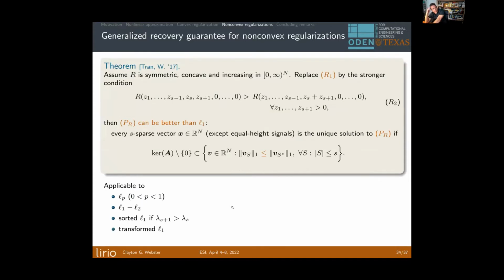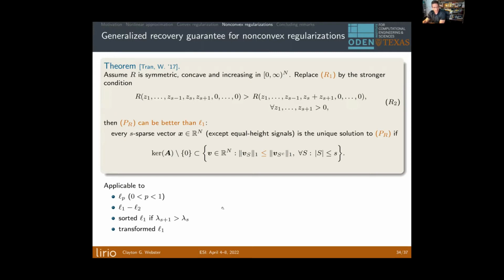But the following result tells us which ones are better. So if I have a stronger condition, again, I still have a symmetric concave increasing function. If I replace this by a stronger condition of the following type, then one can show that this approximation is better than L1. In other words, every S-sparse vector is the unique solution if that kernel is contained in the set that we proposed earlier. This is applicable to LP with P less than 1, which was verified in a different set of papers. It's also true for L1 minus L2, sorted L1, or this transformed L1.